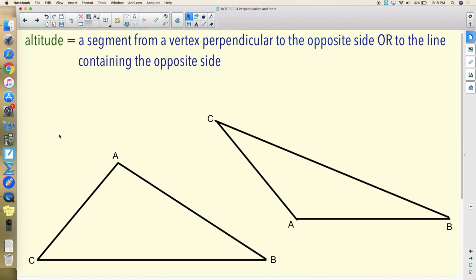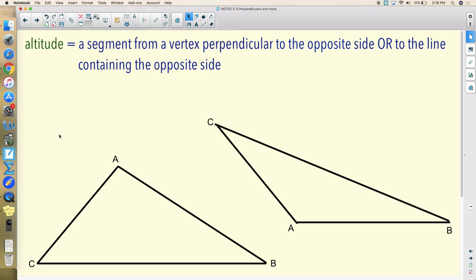How we use those then is to make things like medians we did yesterday and mid-segments, but this time altitudes. Altitudes by definition are segments that connect the vertex of a triangle perpendicular to the opposite side. So if I were to sketch all the altitudes in this triangle that I've got drawn here first, if I were to sketch altitude from A perpendicular to side BC, so that would be the look of one altitude.